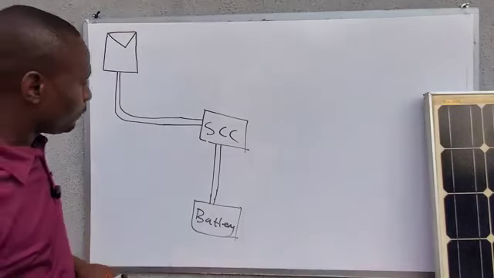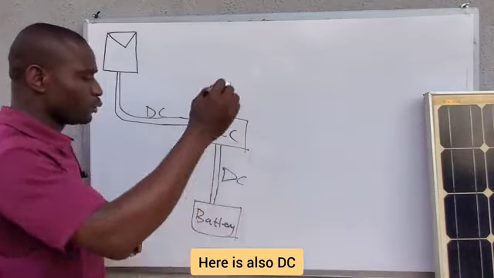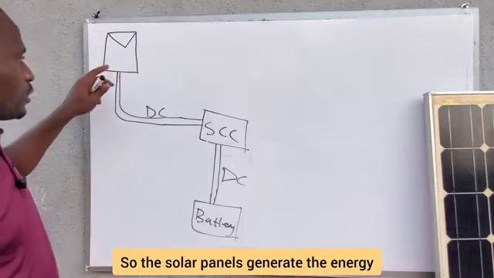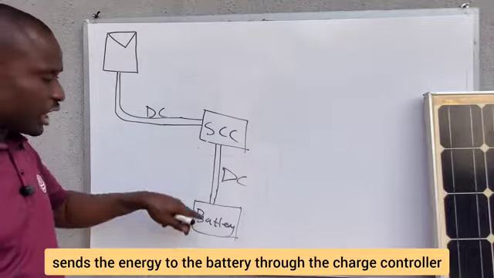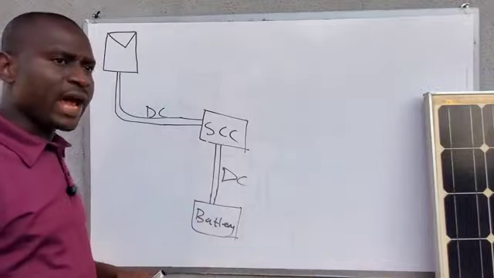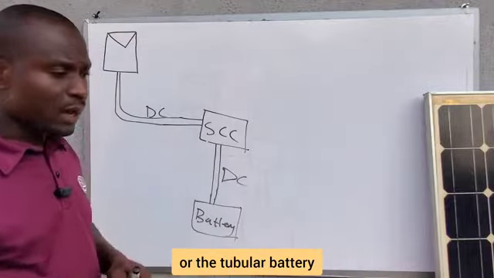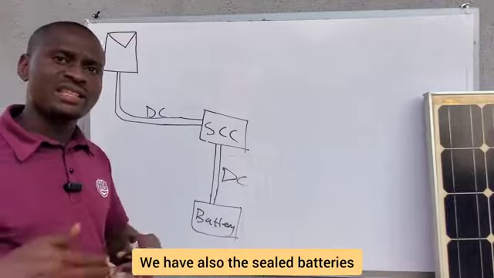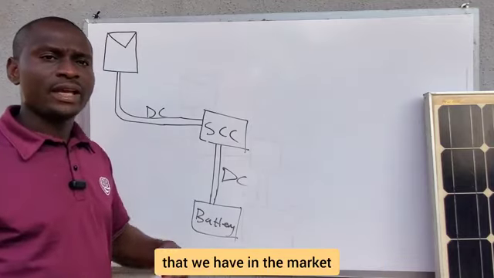Now, here we have DC. Here is also DC. So the solar panels generate the energy, sends the energy to the battery through the charge controller. The energy is being stored here. Now, for the batteries, we have the lithium batteries, we have the flooded battery or the tubular battery, we have also the sealed batteries. These are the different types of batteries that we have in the market.